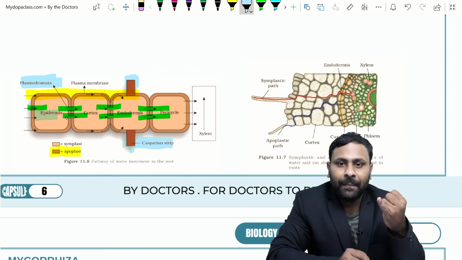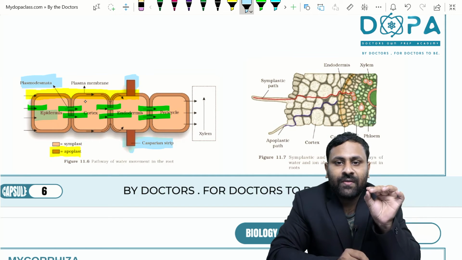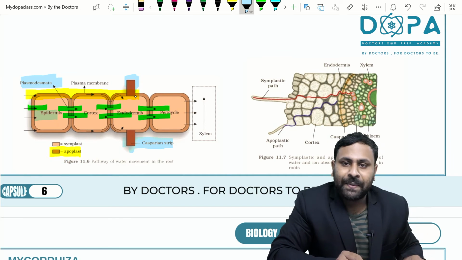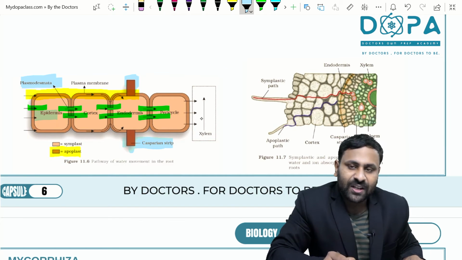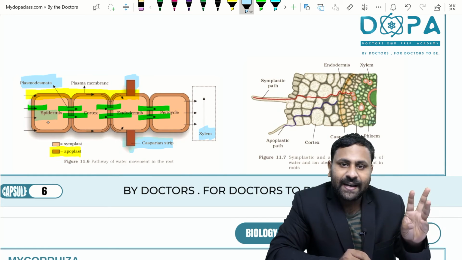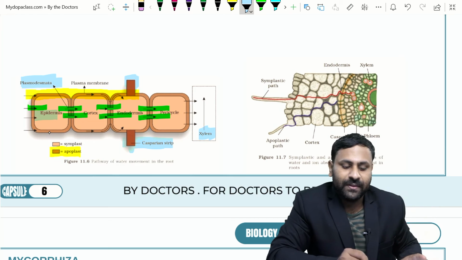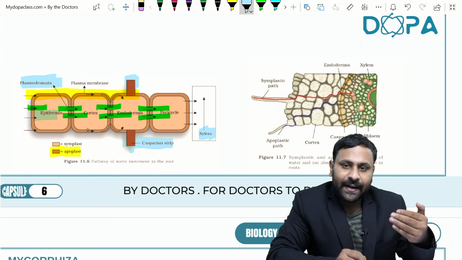The symplast pathway is a very slow process, but the apoplast pathway is a very fast process. There are no barriers in the apoplast pathway except the Casparian strips. Then finally, water reaches the xylem of the root. The inner layers are the epidermis, cortex, endodermis, pericycle and vascular tissue. They are called the root inner tissues.